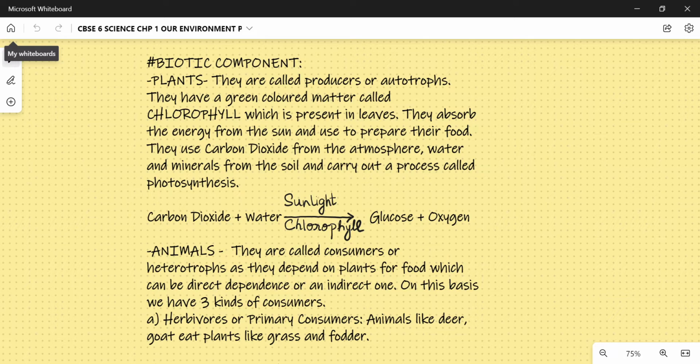Along with chlorophyll, plants also need carbon dioxide, which they get from the atmosphere, and water and minerals from the soil, and they carry out a process called photosynthesis. Simply put, carbon dioxide plus water in the presence of sunlight and chlorophyll gives out glucose and oxygen.